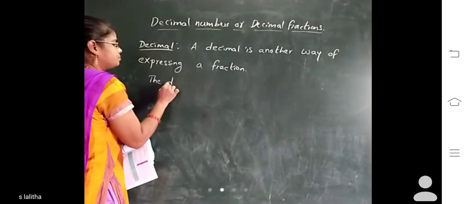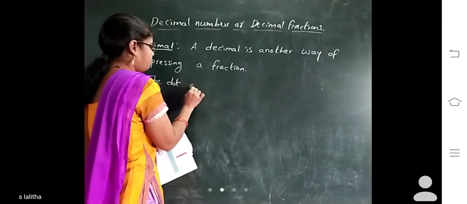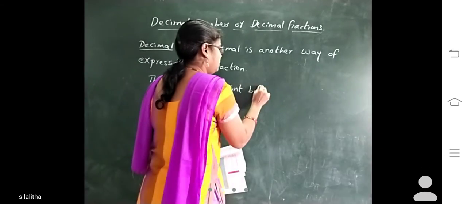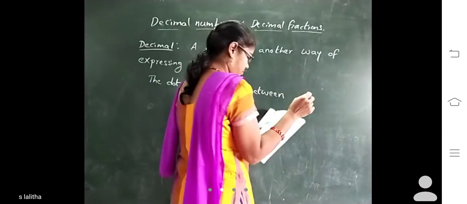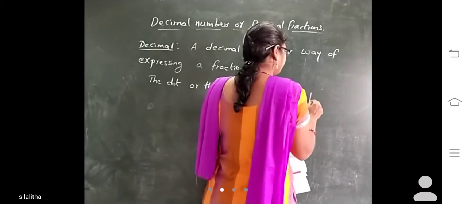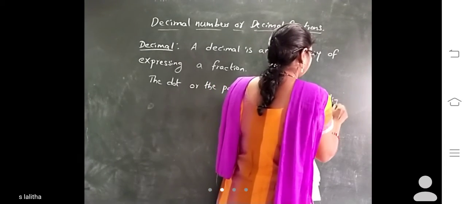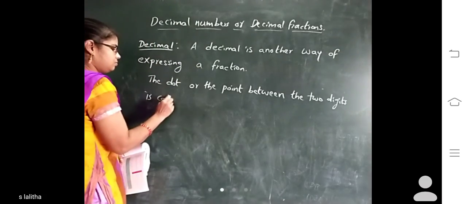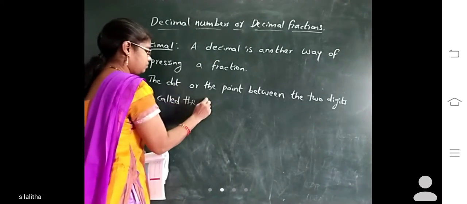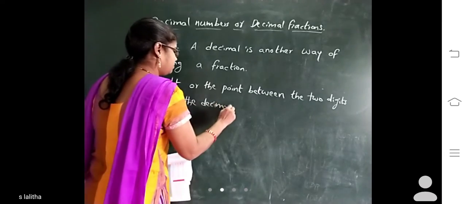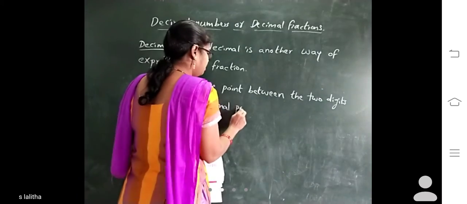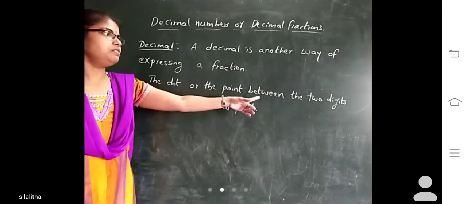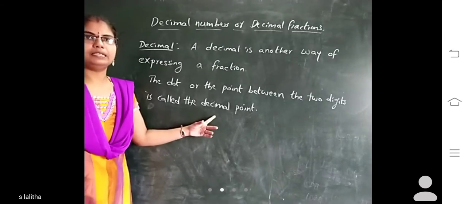Okay, right. The dot or the point between the two digits is called the decimal point.